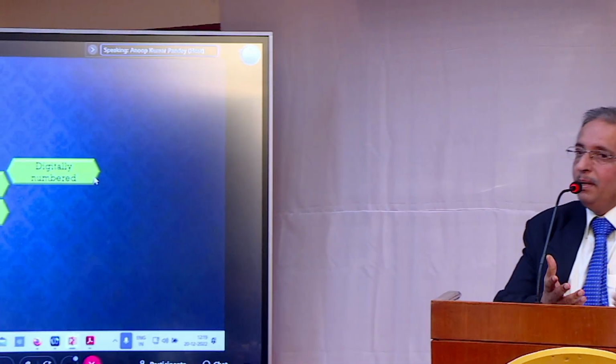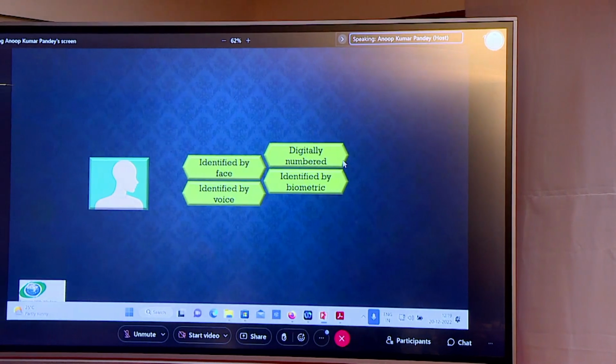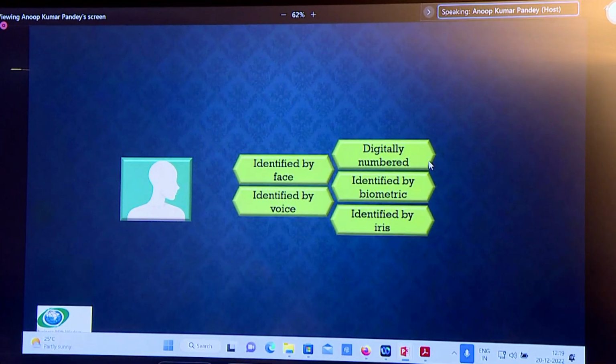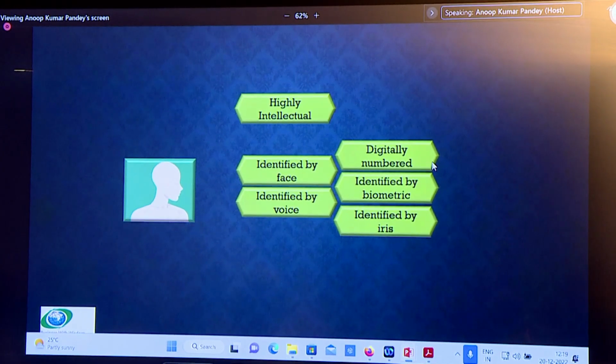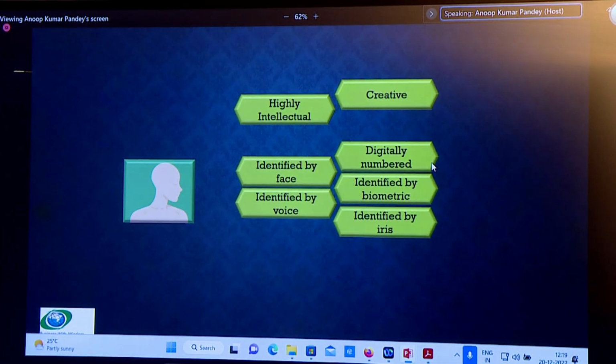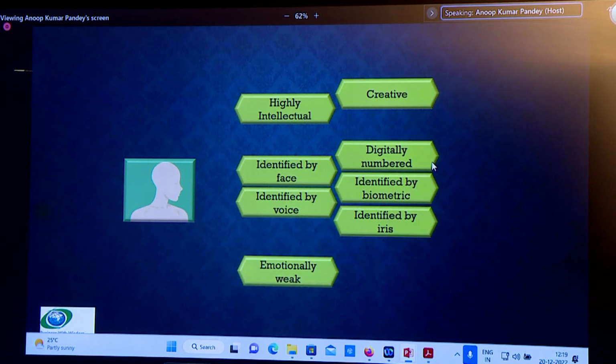So we talked about trusted certificates and all. Most of the time as an auditor, we look at the human being as a key area in any security. Basically, human beings we identify by face, by voice, and now digitally we have numbered them. We identify by biometric. Initially thumbprints were taken, now the same thing is implemented. We identify by iris, by face recognition and other things. We also identify human beings as highly intellectual and creative. The downside of it: emotionally weak and exploitable.